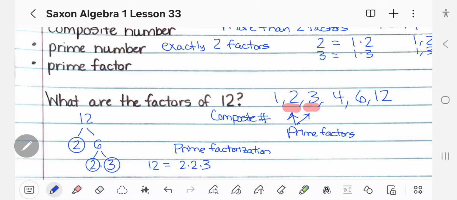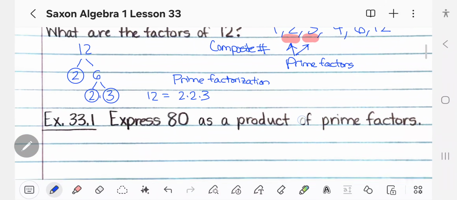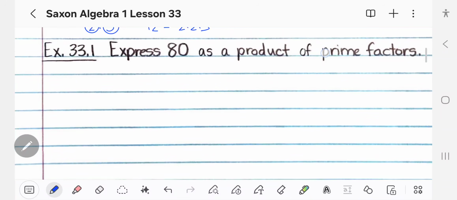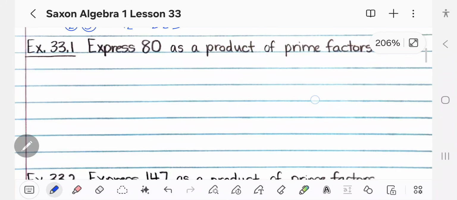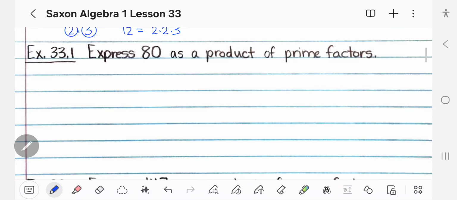So now let's look at how they're going to talk about it when you do your homework and tests and such. Here's example 33.1. Express 80 as a product of prime factors. Now, when the book does this, they do something called repeated division.